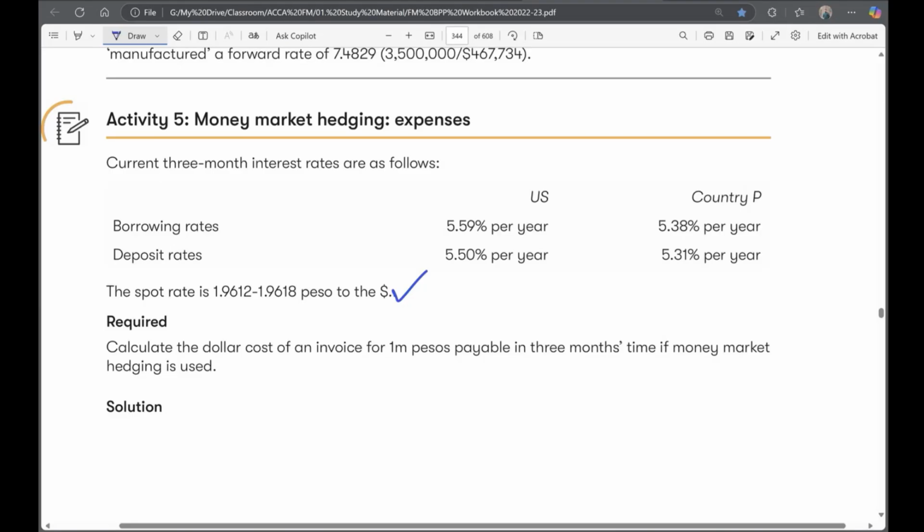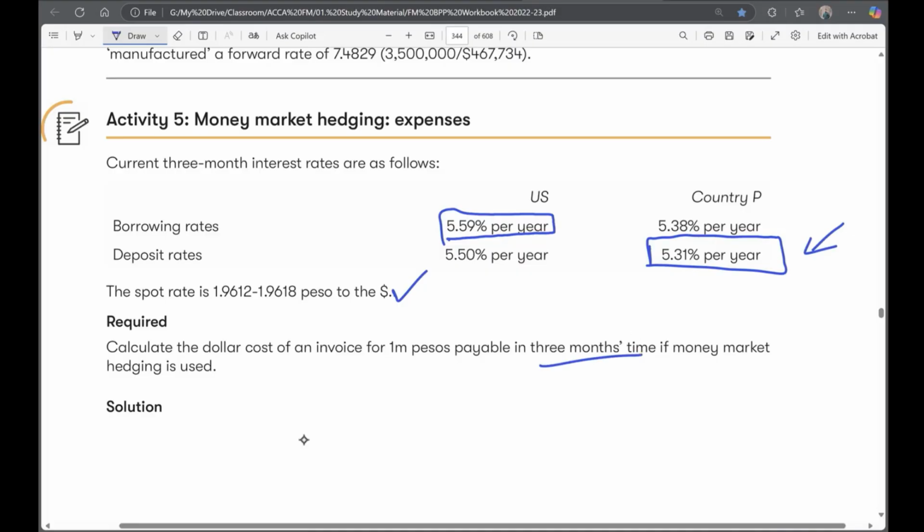We should borrow in home currency. So basically, we are based in US, so we will borrow in US. We will use the borrowing rate of US, and then we deposit into the country P bank account, which is the deposit rate of country P. This is yearly, so we need to consider that when we have to pay in 3 months' time.